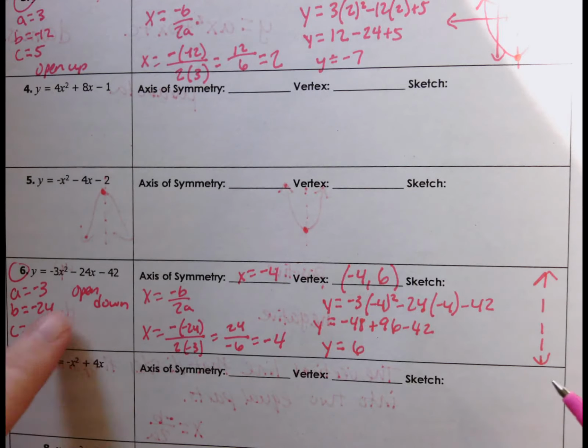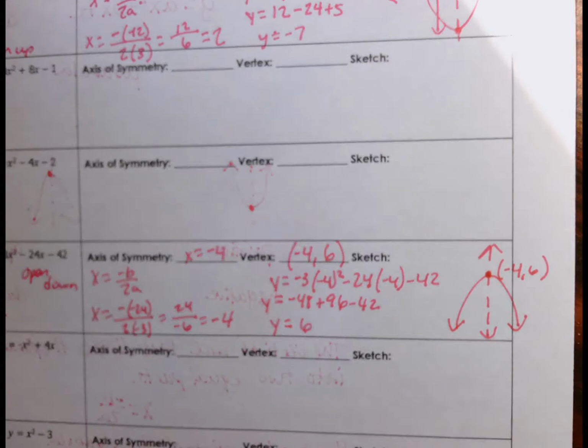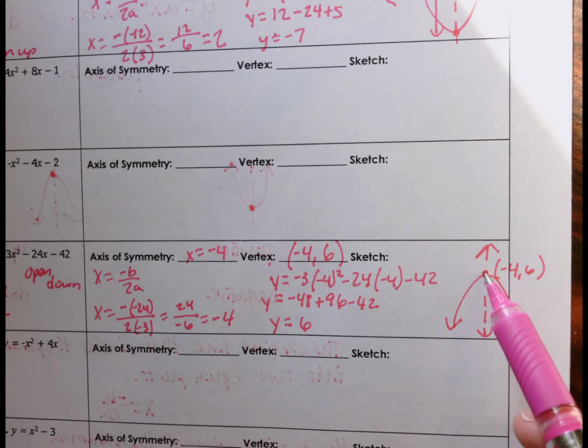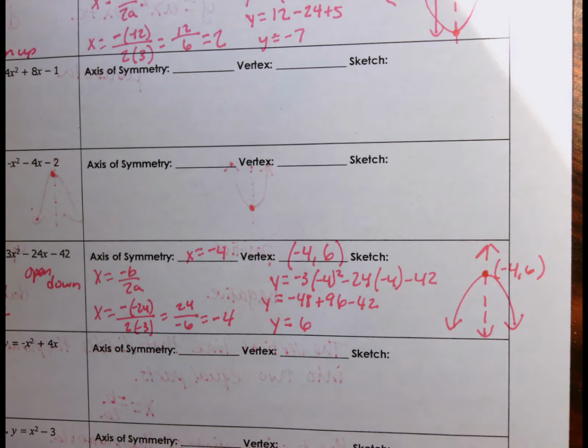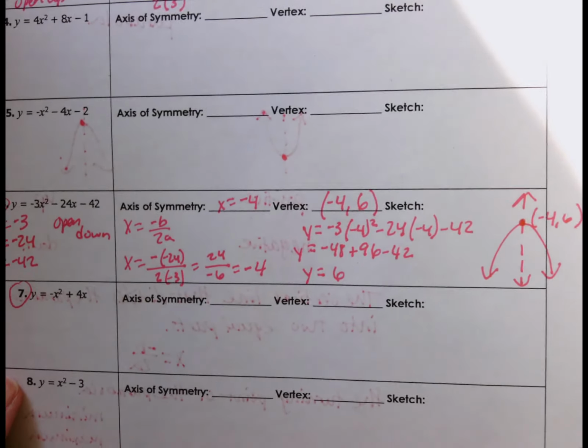I know that it's going to open down, so there will be a point here that is negative 4, 6, and it's going to open down from there, okay? So that's what it's going to look like when it's graphed. Of course, this point will be at negative 4, 6 on the graph. So it's actually going to start out in the second quadrant. That's the top left, and come down from there.